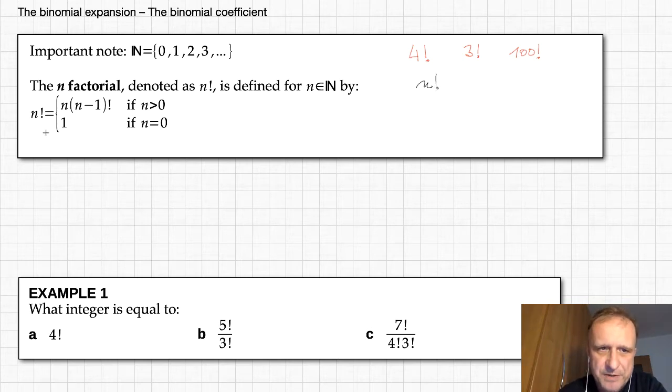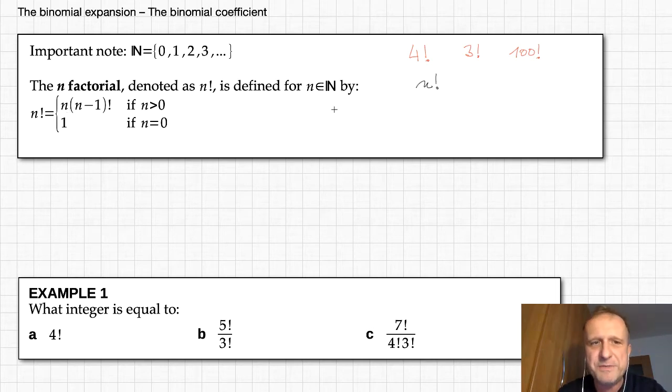The definition is the following. N factorial equals n times (n minus 1) factorial if n is greater than 0, and it equals 1 if n is 0. So let us try to understand this. This is quite an interesting definition. It's the so-called recursive definition. It uses factorial to define factorial, but not the same factorial, but one number less factorial.